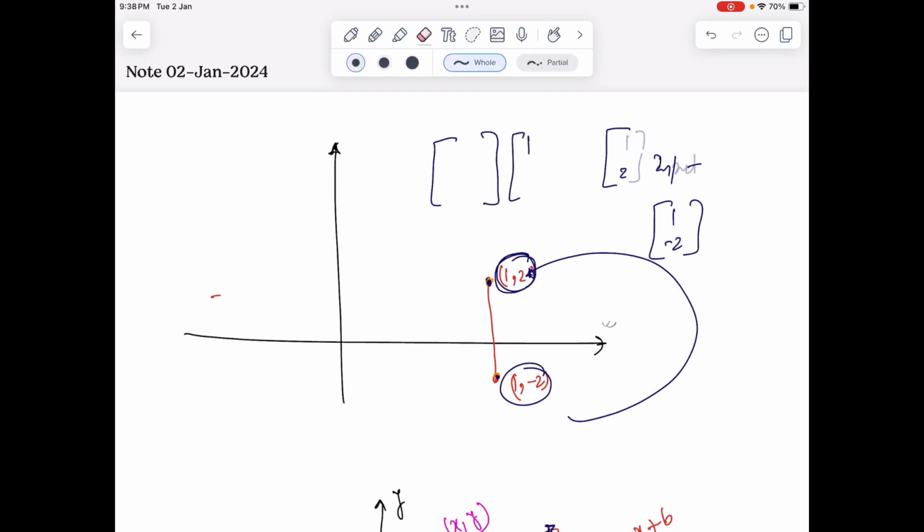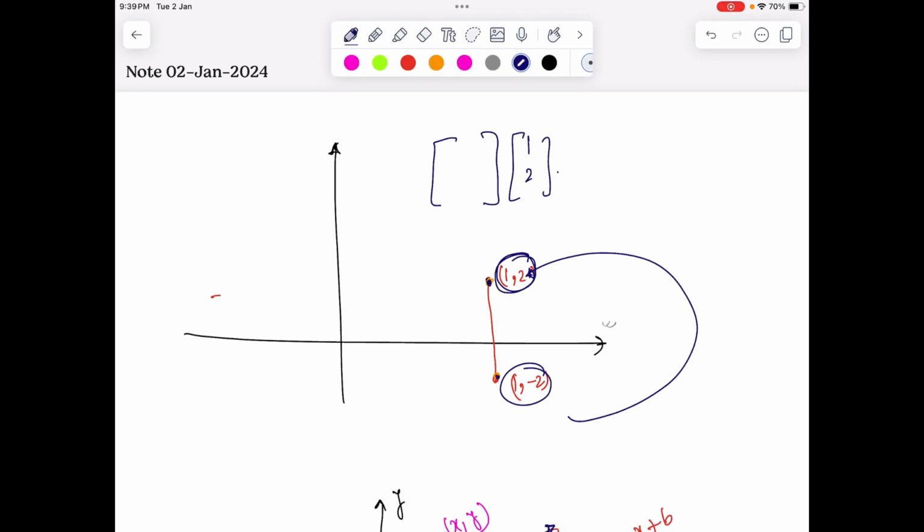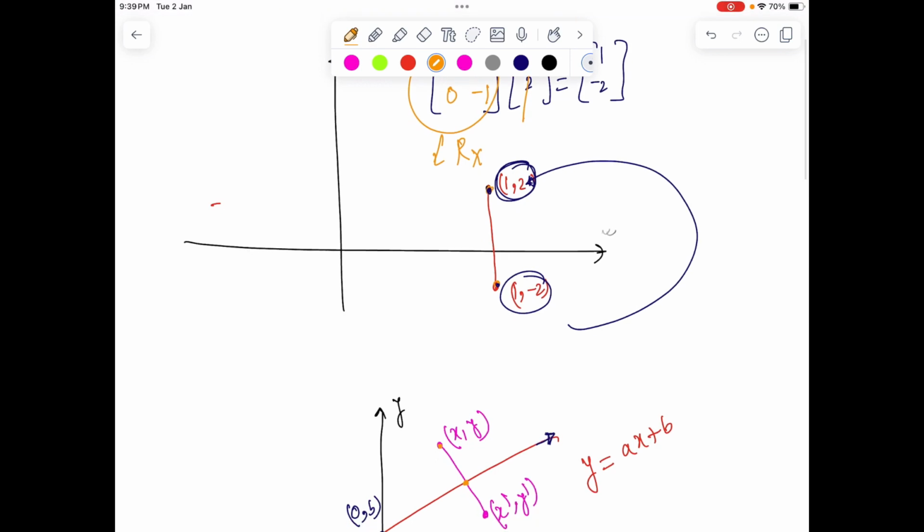So can you think of a matrix which will reflect (1, 2) to (1, -2)? It's very obvious and simple. What input should I keep here so that the matrix multiplication will give 1? Clearly if I keep 1 and 0, by multiplying this we'll get 1. To get -2, I want 0 and -1. So this is your reflection matrix along the x-axis.